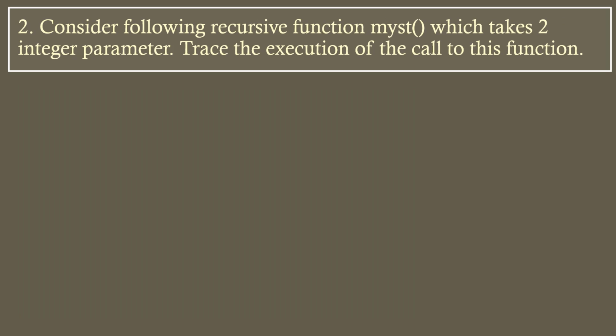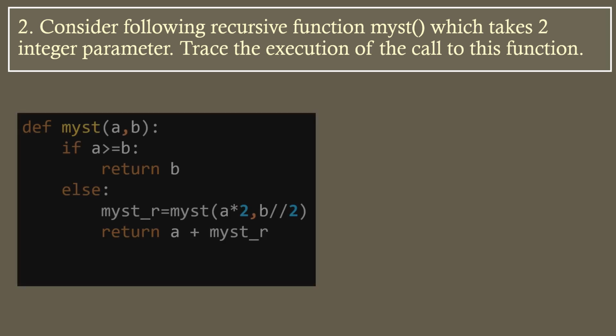Now consider the following recursive function mist which takes 2 integer parameters. Now trace the execution of the call to this function. So you can see the function mist is defined over here. It is taking 2 integers a and b, and here you can see the base condition is like this: if a is greater than or equal to b, then it has to return b.